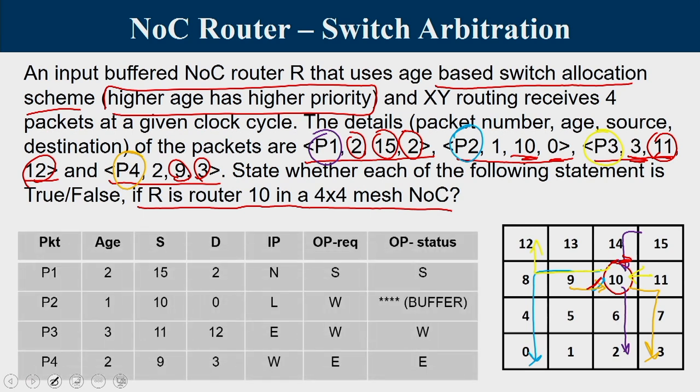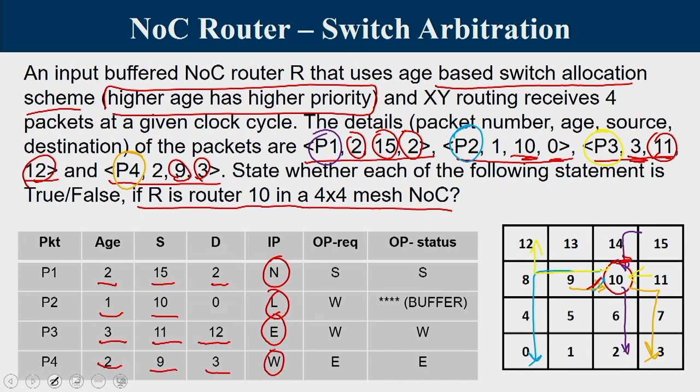Let us try to write all these. Packet P1 has an age of 2, source is 15, destination is 2, and it is coming through the north input port. P2 has an age of 1, and it is coming from 10 itself, that is, from the local port. P3's age is 3, source is 11, destination is 12, which means it is coming from the east input port. And P4's age is 2, source is 9 and destination is 3, so it is coming through the west input port.